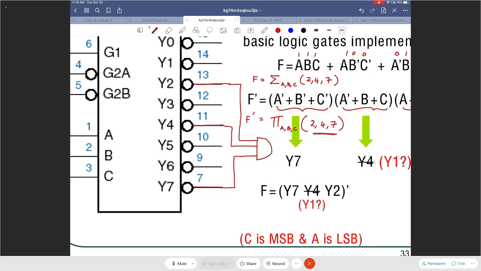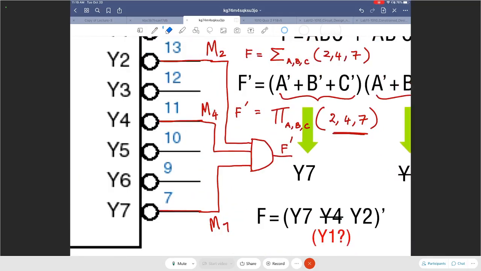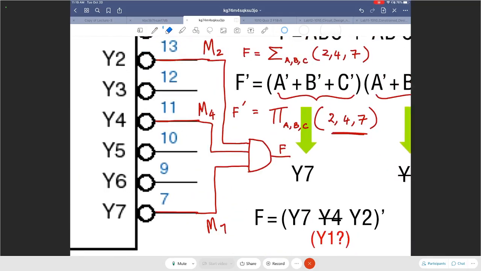Because remember, this is max term 2, this is max term 4, this is max term 7, right? And I put them through an AND gate, so I got product of max terms. And that would literally be my F complement. But I don't need F complement, I need F. So I simply erase this and I put a bubble in front of it and I get F.